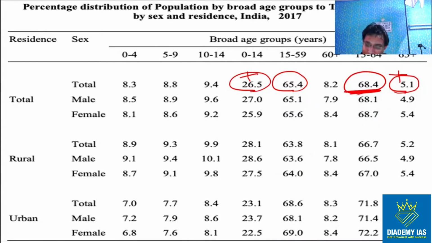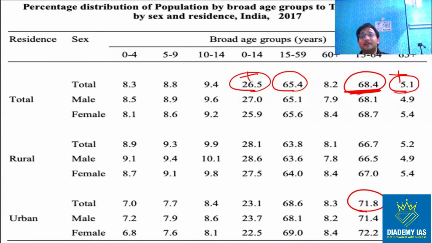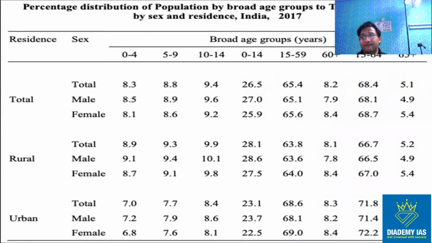For rural and urban this is separate. So we can see 71% in the urban area. So working age population is more in the urban area because people are moving from rural to urban area. The population is migrating from rural to urban area. This is one reason why we can see more working age people in the urban area.